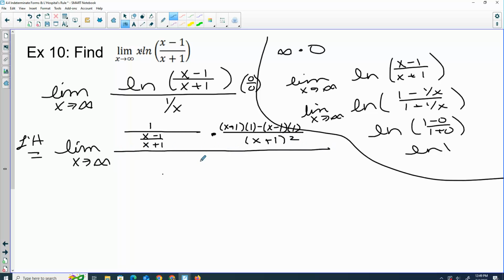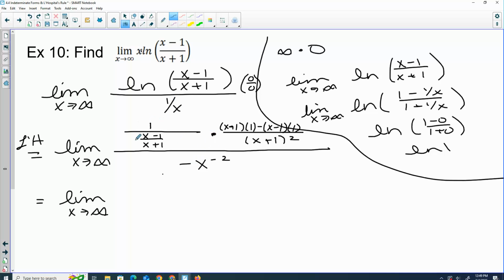What's the derivative of 1 over x? 1 over x is x to the negative 1 power, so the derivative is negative x to the negative 2. We need to do a lot of cleanup here.